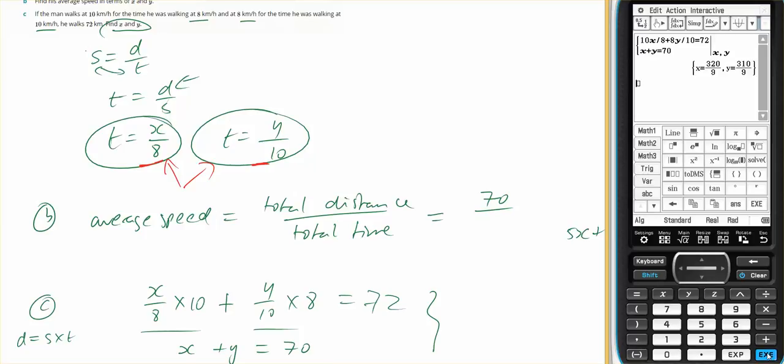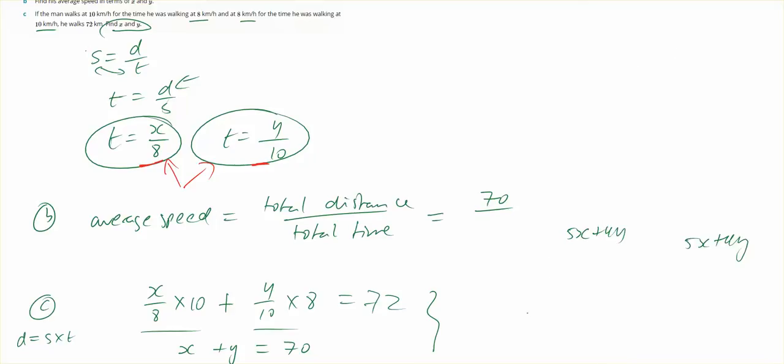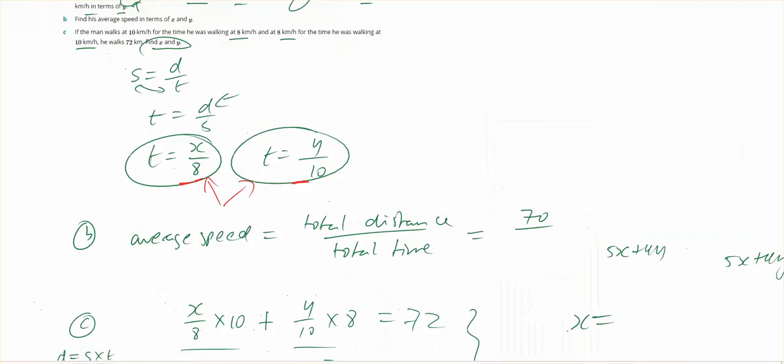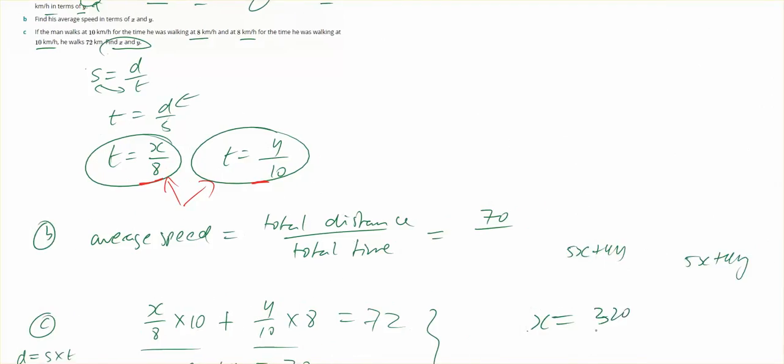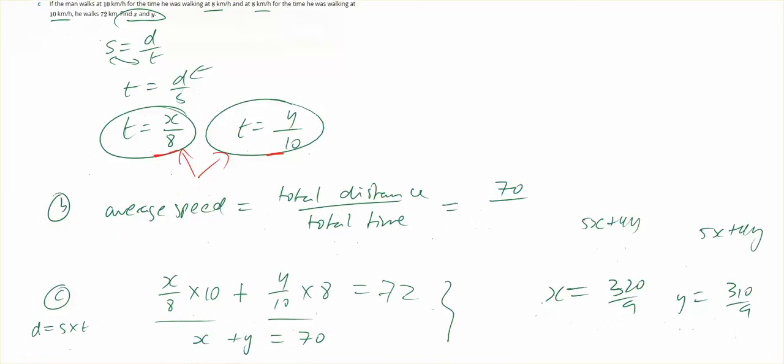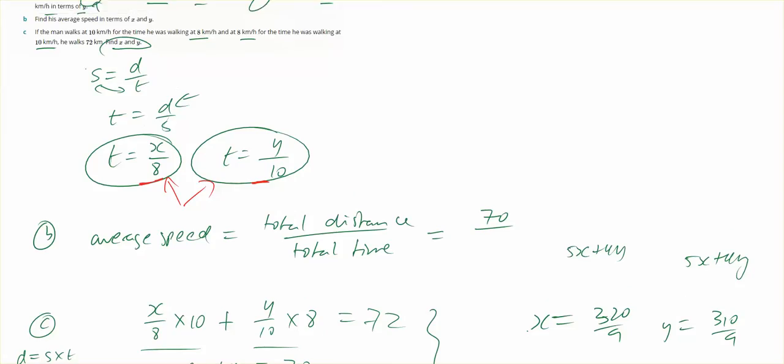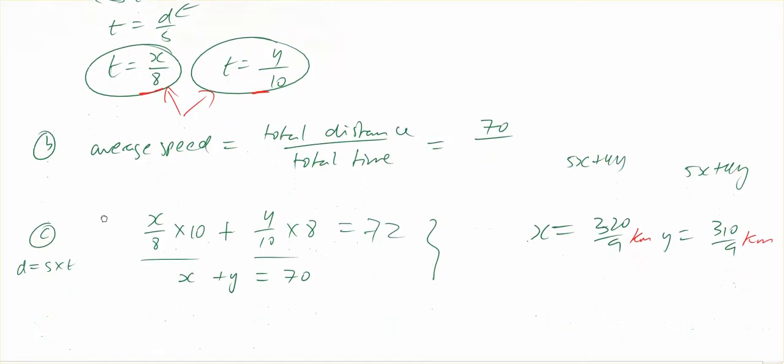When I solve this, I get x equals 320 on 9 and y equals 310 on 9. So we get a result of x equals 320 on 9 and y equals 310 on 9, and the units of these are in kilometers. And that's how you do this very complicated question.